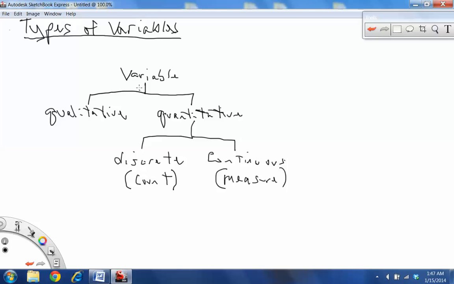So under variables, right, you're going to talk about, first of all, is it qualitative or quantitative? Think about the responses that you're going to get. And then under quantitative, right, are you counting up to get that number, or are you just measuring with something? Okay. Now, the other thing I want to talk about briefly is level of measurement.